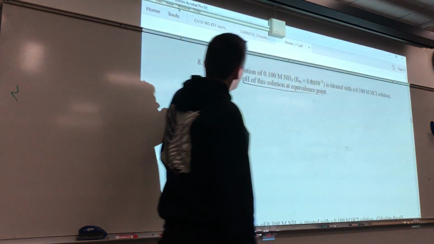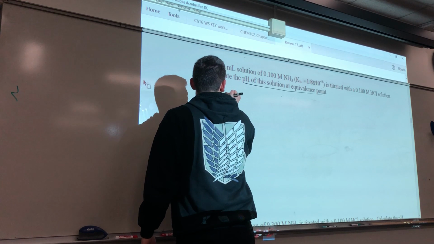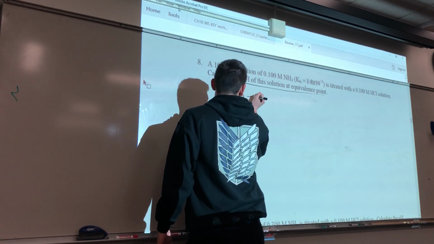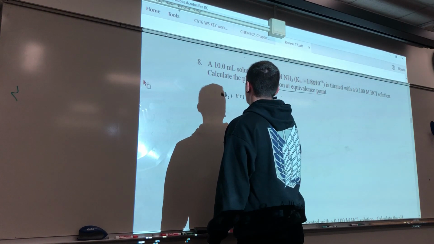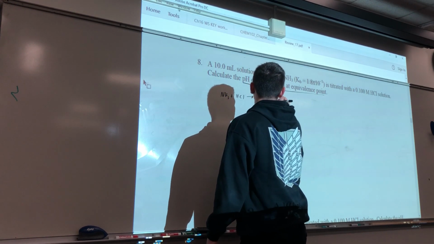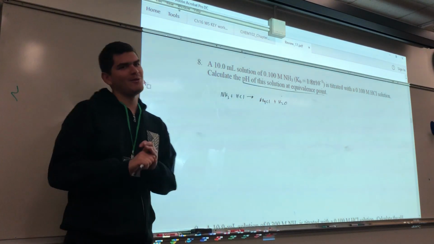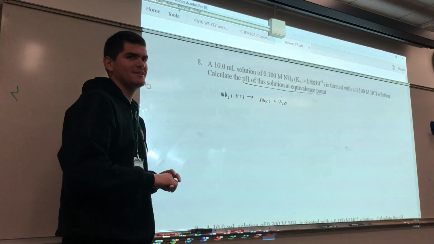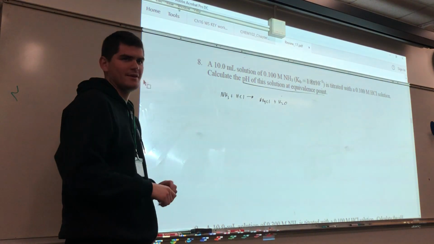Let's just write the equation down. First thing we measure: NH3 plus HCl, and that's going to give us NH4Cl plus H2O. You guys see anything interesting here? What do you guys see in this equation? Did anything stand out to you? Oh, we have the weak acid conjugate base. Anything else? Let me write.